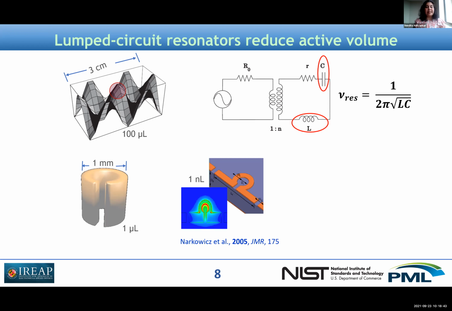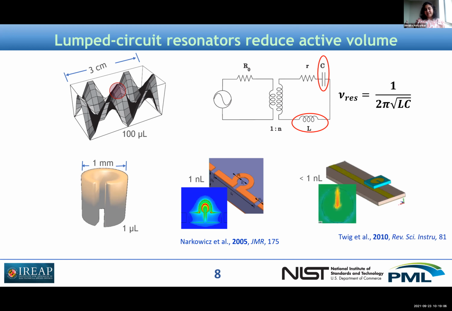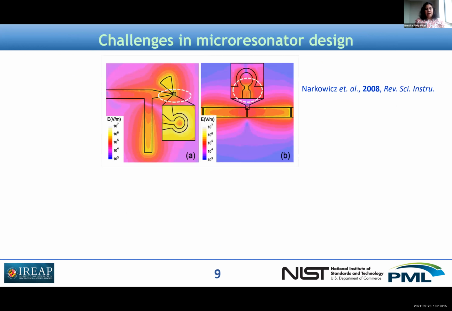But you can go to real extremes in squeezing down the active volume even further. What allows us to do this is the process of photolithography, where we can deposit pretty much any arbitrary shape of microstrip on a dielectric substrate. And we can go to really small dimensions, thereby allowing very small active volumes. So you can go to 1 nanoliter and even tens of picoliters. So all this is the established work in microresonator design.